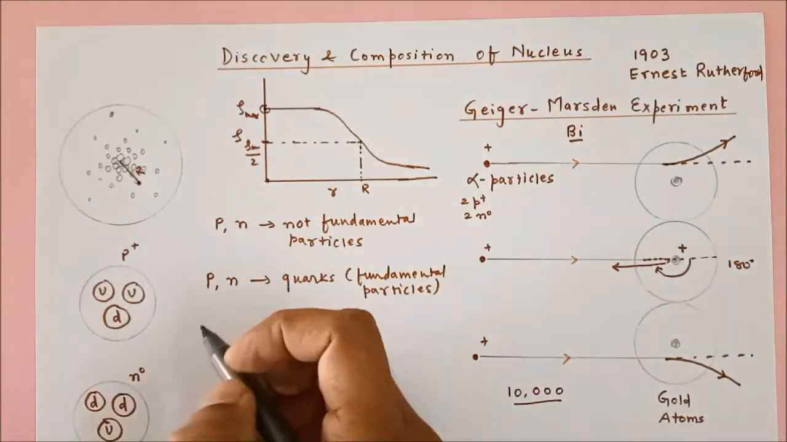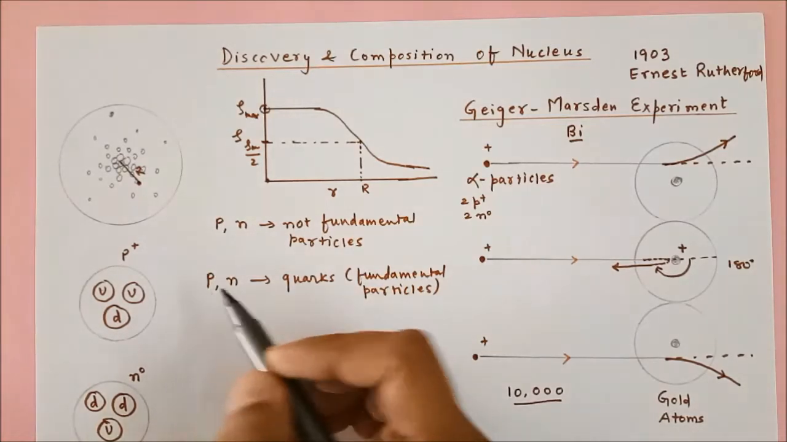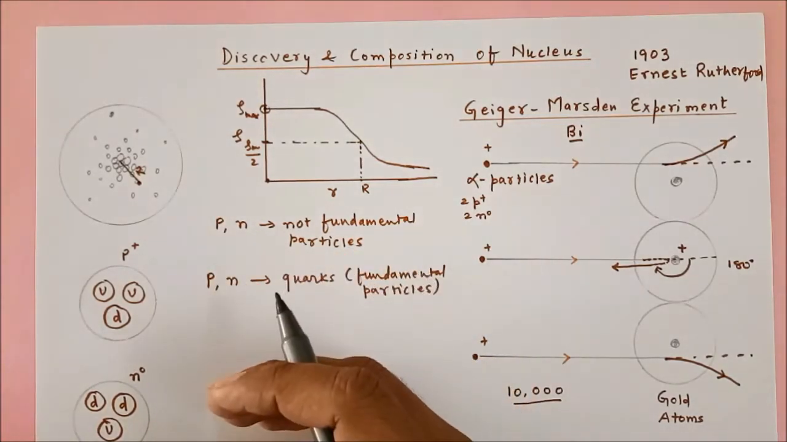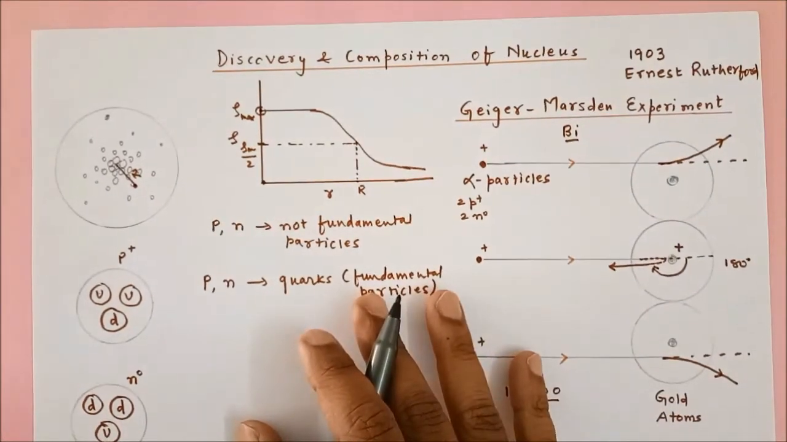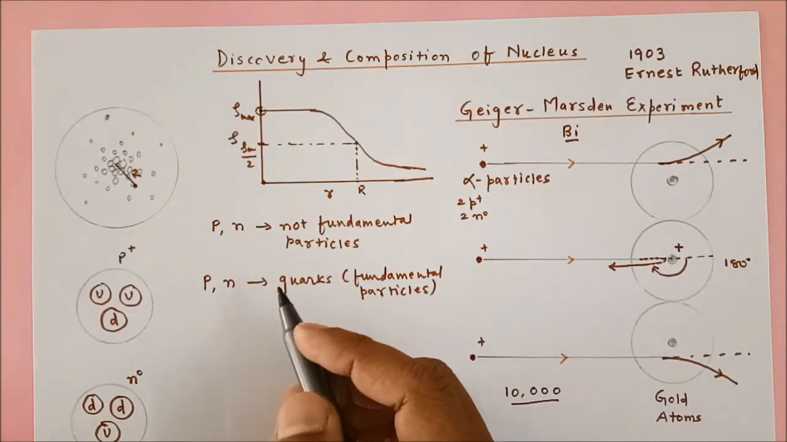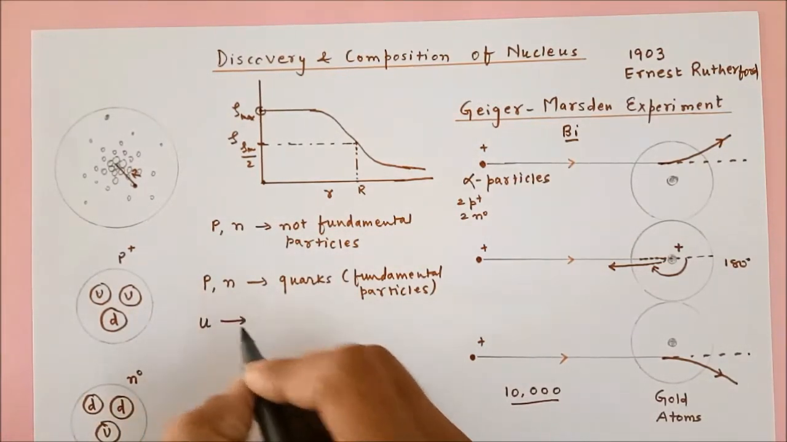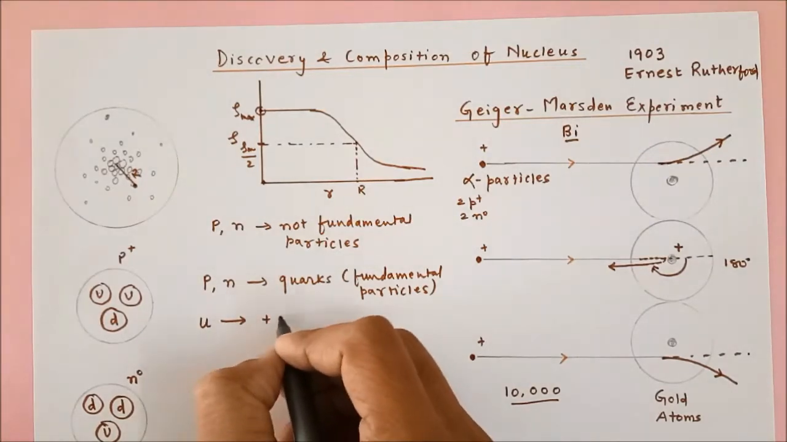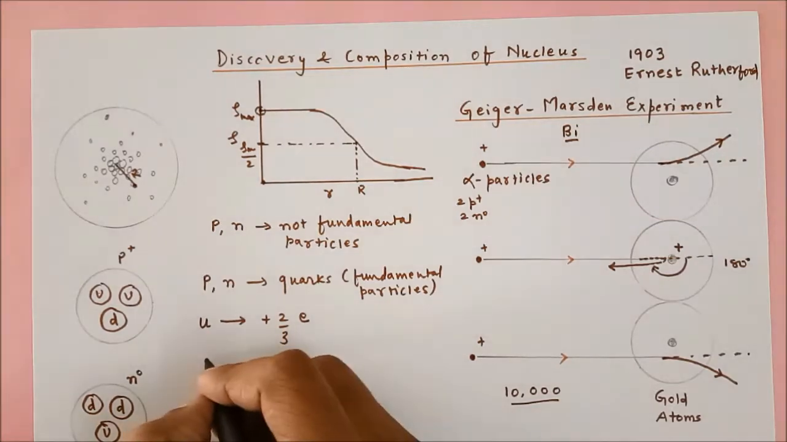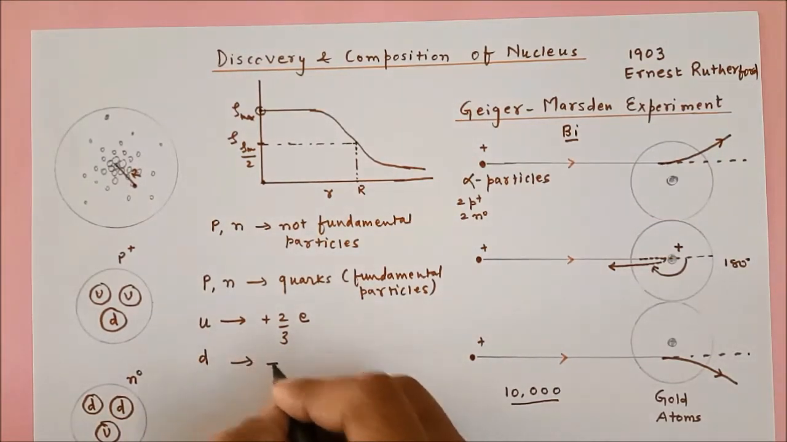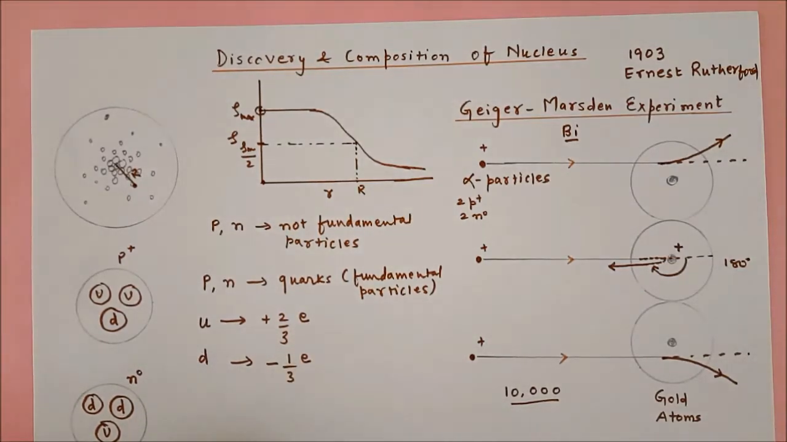Now, if we talk about quarks, they are definitely the fundamental particles. There are 6 types of quarks: up, down, strange, charm, top, bottom. So there are total 6 types of quarks. We won't be going into much discussion about quarks, but a single up quark has charge plus 2 by 3 times the charge of an electron, whereas down quark is negative in nature. So minus 1 by 3 times the charge of an electron.